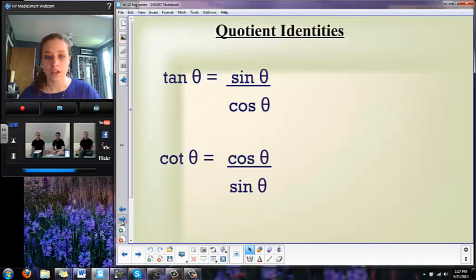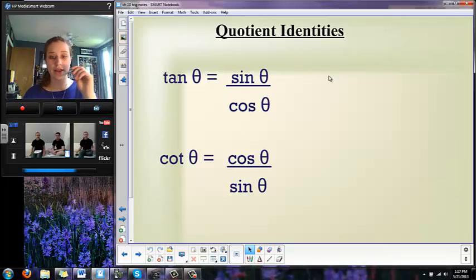Okay. These are called the quotient identities. Now, we call them quotient identities just because quotient means to divide. So the tangent theta is equal to sine theta over cosine theta, which you already knew. We already talked about this. It's pretty easy. Tangent is sine over cosine, or opposite over adjacent if you go back to the triangle, the way that we first figured it out. So because cotangent is the reciprocal, all we did was flip that equation upside down. So cotangent theta is cosine theta over sine theta.